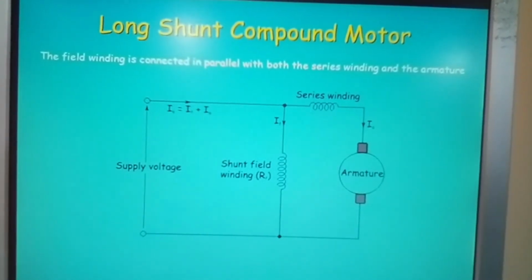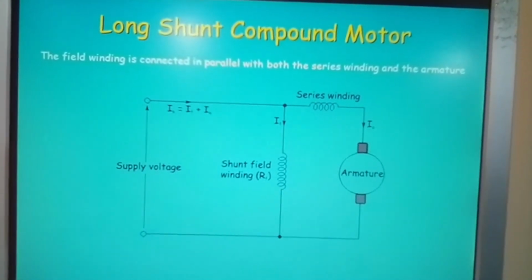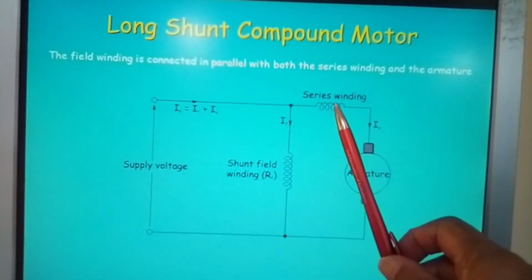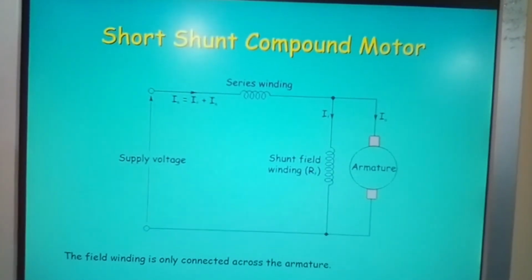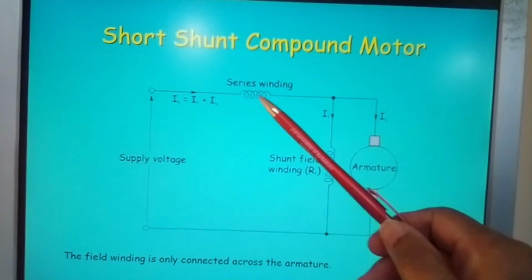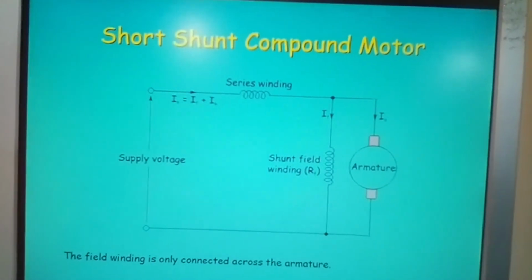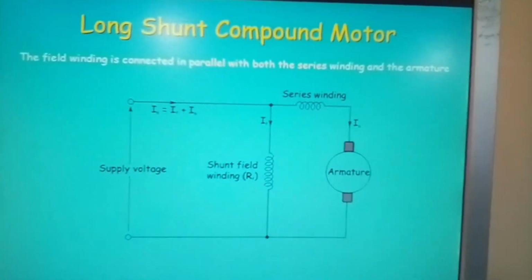Long shunt compound motor. The field winding is connected in parallel with both the series windings and the armature. Now you can see the difference here, where the series winding is. Let's go back a little bit. And here you have your series winding, so you can see the short shunt compound motor. Look at the difference where your series winding is in this case and where it is in this case, and that in itself makes up the difference.